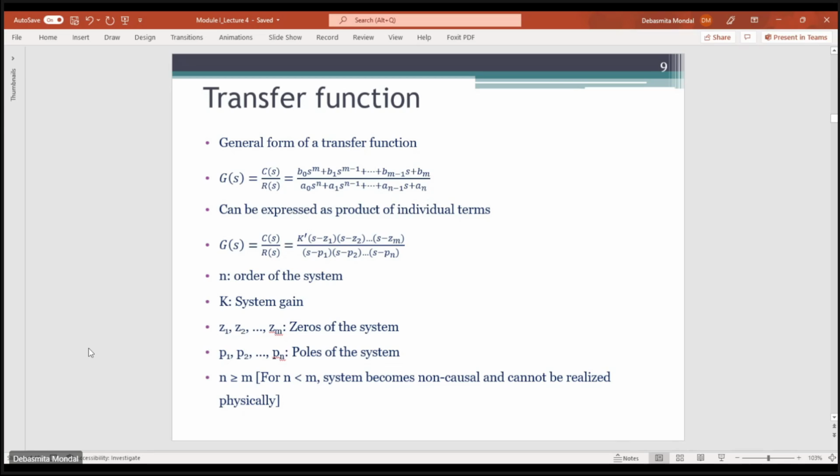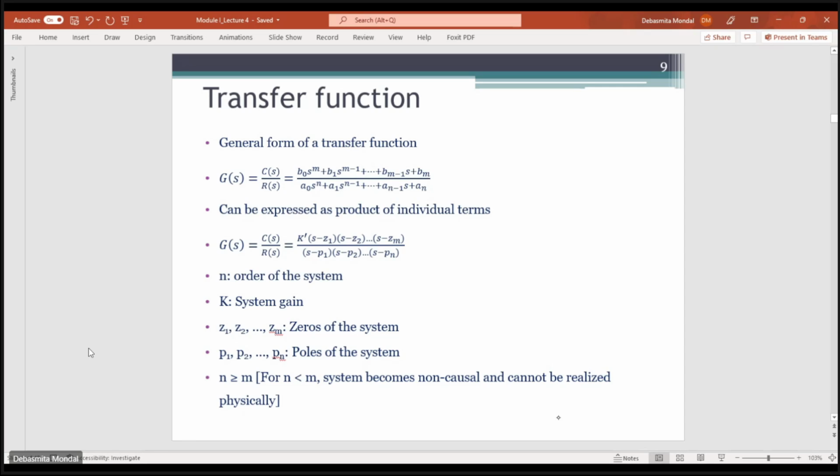If you talk about the transfer function, in general you can represent it as G(s), which equals the output C divided by the input R, and let us say we represent it in polynomial form. In the numerator you have b0 s to the power m plus b1 s to the power m minus 1, and so on, and in the denominator you have a0 s to the power n plus a1 s to the power n minus 1, and it continues.